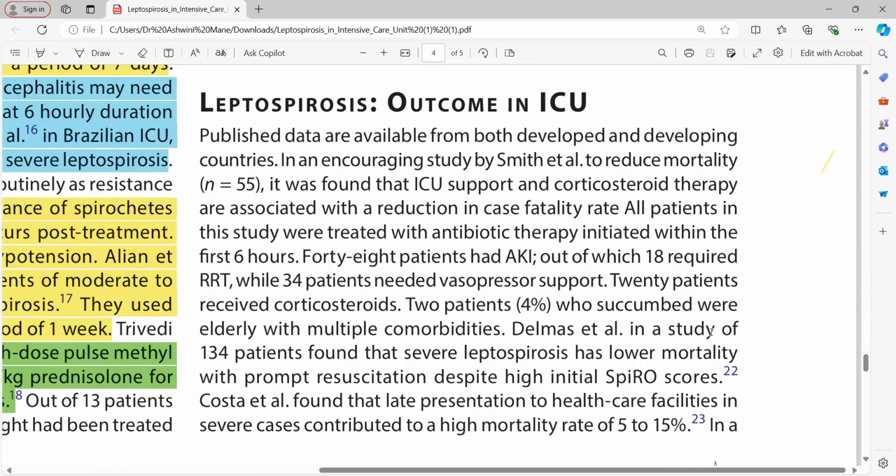So, regarding leptospirosis outcome in ICU, published data are available from both developed and developing countries. In the encouraging study by Smith et al. to reduce the mortality, it was found that ICU support and corticosteroid therapy is associated with a reduction in the case fatality rate, and all patients in this study were treated with antibiotic therapy initiated within the first 6 hours. 48 patients had AKI, out of which 18 required RRT and 34 patients needed vasopressor support. Only 20 patients received corticosteroid. Two patients who succumbed were elderly with multiple comorbidities.